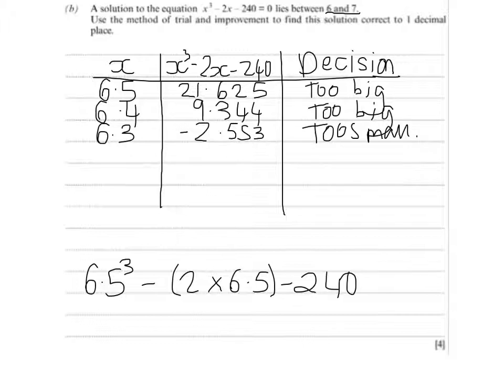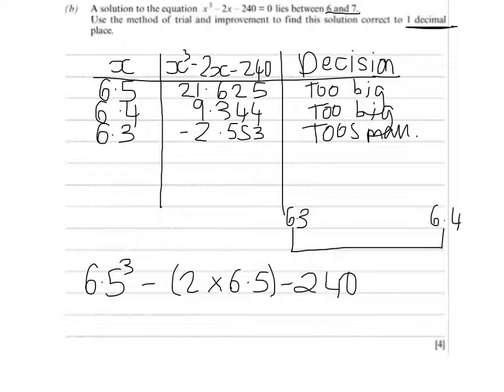So what we've now got is two numbers that are one decimal place, because that's the accuracy asked for in the question. One that's too big, one that's too small. So that means that since 6.3 is too small and 6.4 is too big, our real answer lies somewhere between these. However, we only want to give the answer correct to one decimal place, so our answer is either going to be 6.3 or 6.4. We just need to work out which one we're going to give.